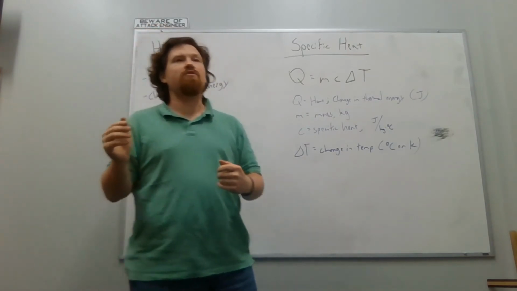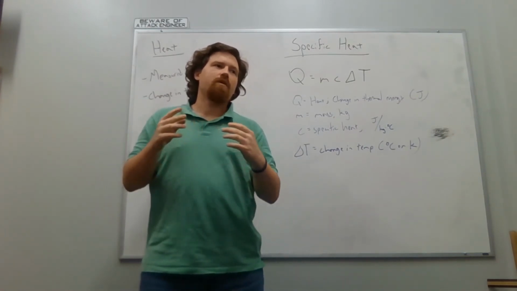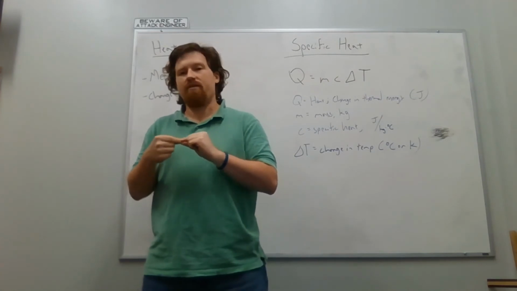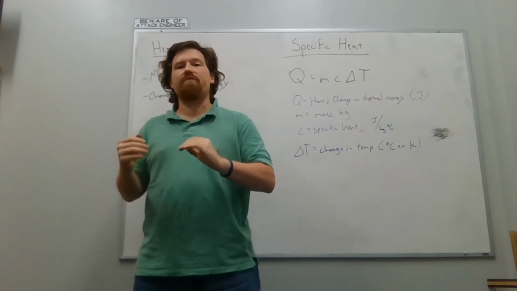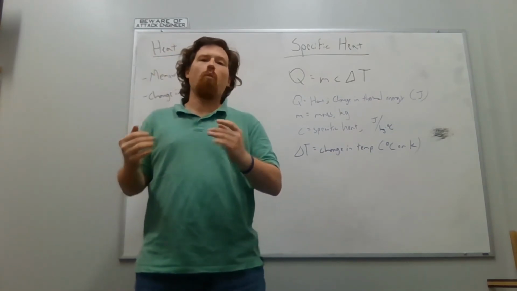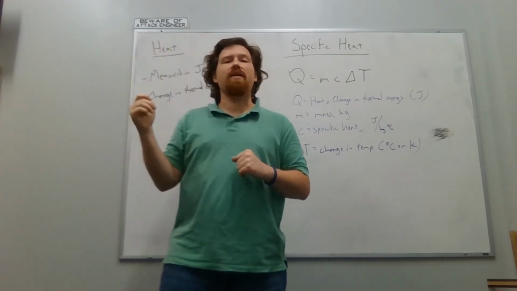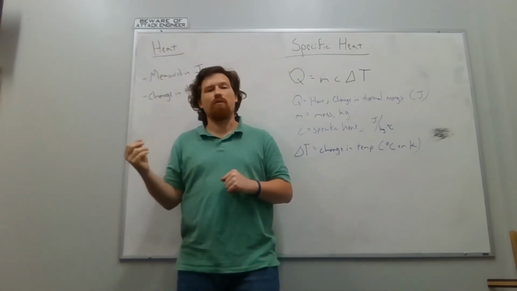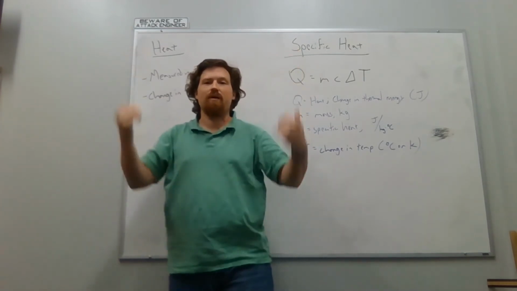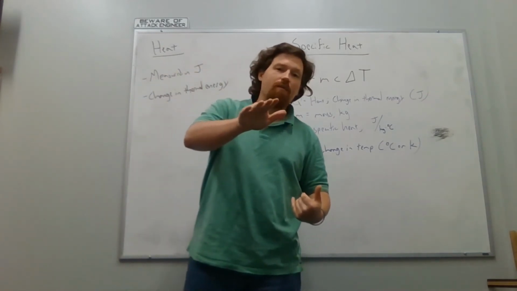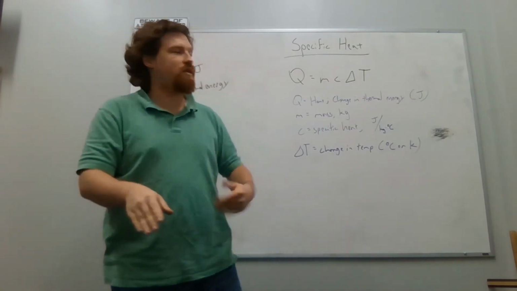Specific heat measures how much an object's temperature changes for a certain amount of energy gained or lost. Some materials don't change temperature very quickly, especially water. Water has a very high specific heat. That means it needs a lot more thermal energy than, say, metal in order for its temperature to rise by the same amount.